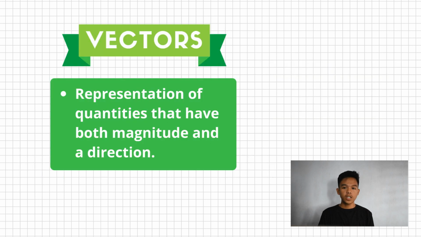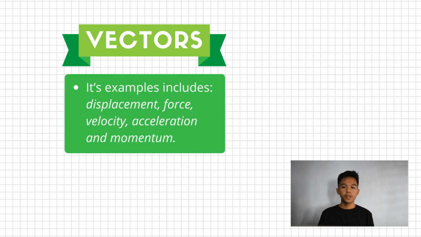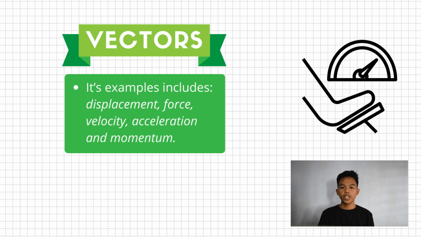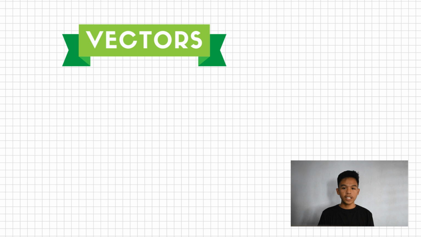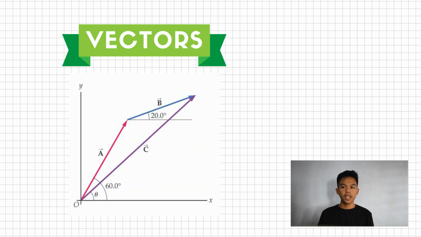Vector. A vector is a representation of quantities that have both magnitude and direction at the same time. Its examples include displacement, force, velocity, acceleration, and momentum. Vector quantities are represented by a letter with an arrowhead above it and can also be represented graphically by a simple arrow.